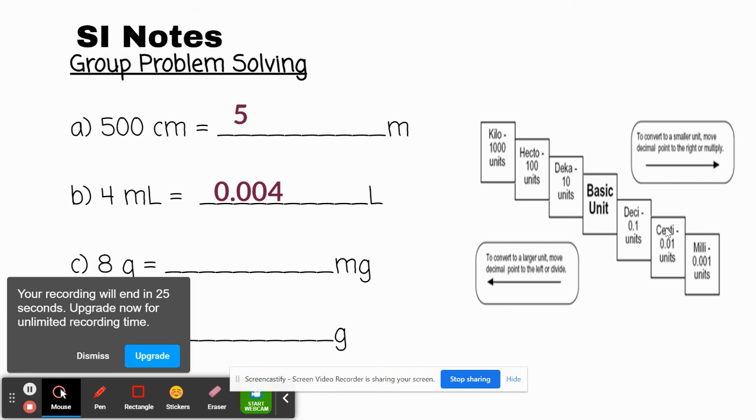Grams to milligrams, now I'm going from the base unit down to milligrams. I'm going down 1, 2, 3 spots. My answer would be 8,000. And then the last one is 9,000 there.